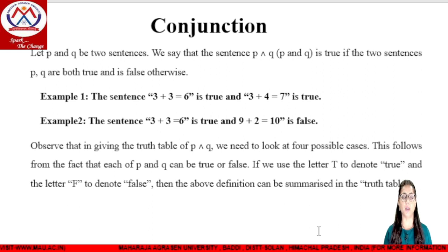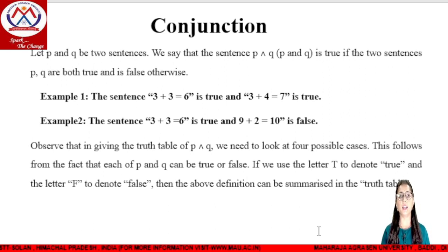In example number 1, here again we have two sentences. In sentence number 1, 3 plus 3 is equal to 6, which is true, and 3 plus 4 is equal to 7, which is also true. In example number 2, the sentence 3 plus 3 is equal to 6 is true, but in the second sentence, 9 plus 2 is equal to 10, which is false.